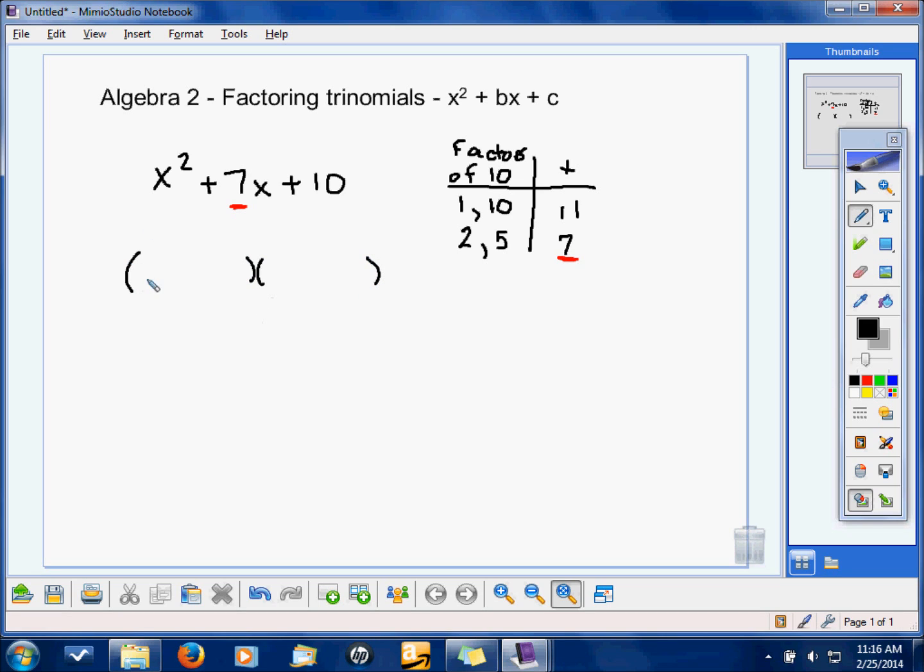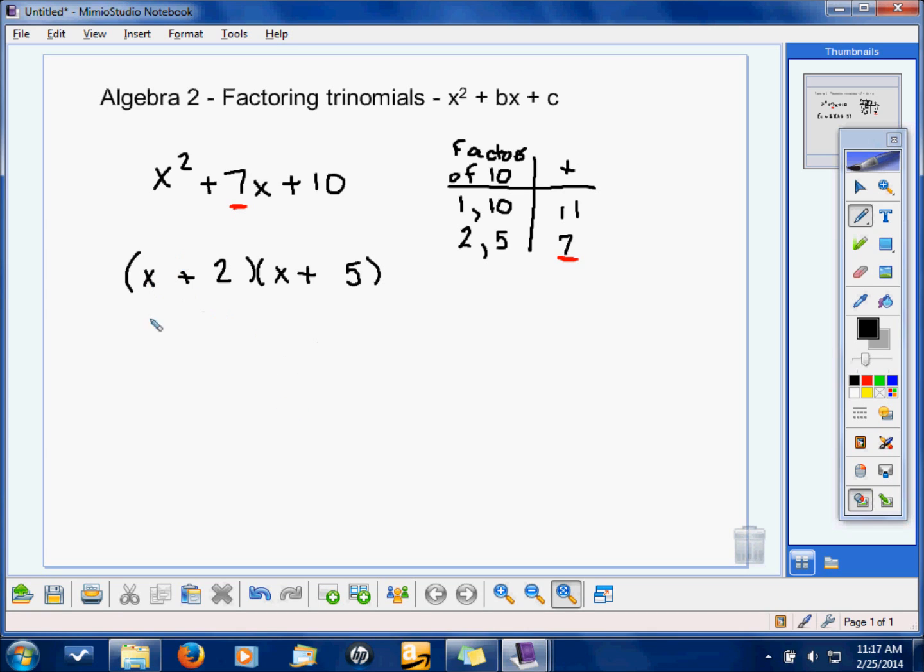The first terms are x and x. First, outer, inner, last. When we find the one that gives us the sum of the middle term, these are the 2 numbers that go in this place right here and this place right here. So our factored form of this trinomial is x plus 2 times x plus 5.